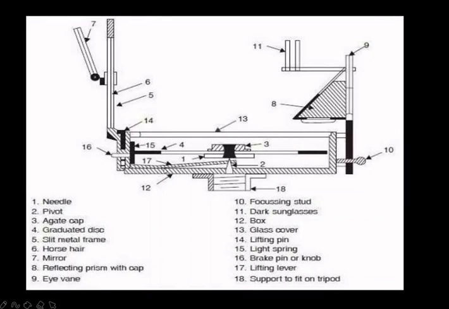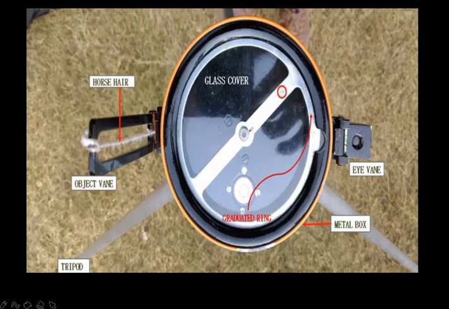So these are the parts of the prismatic compass. The first one is the needle. This is the needle. In the graduated circle we saw in the last slide, like this, the needle is this one.